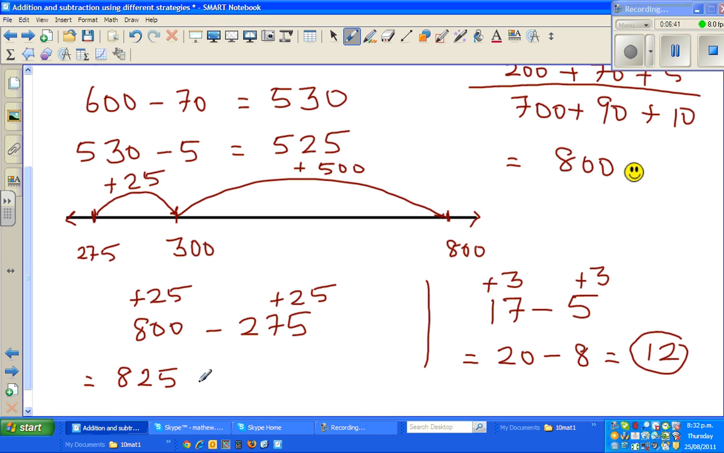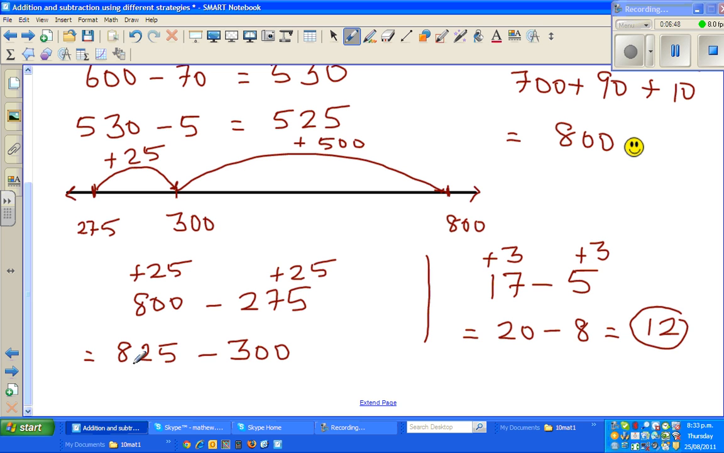So this becomes 825 minus 300. That is 800. You only have to look at 800 minus 300, which is 500, and you've got a 25 here. So you have checked your answer in three different ways.